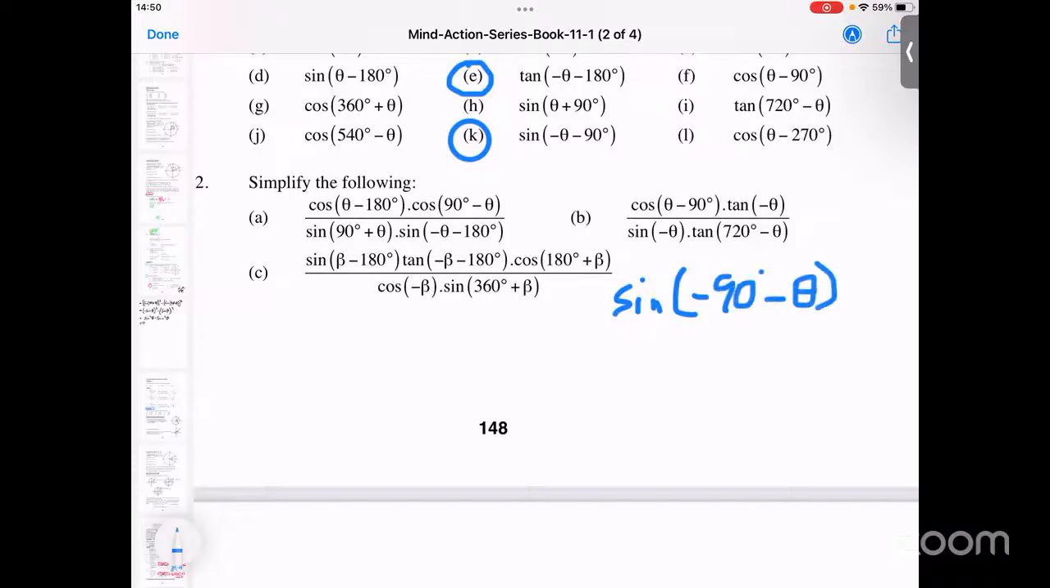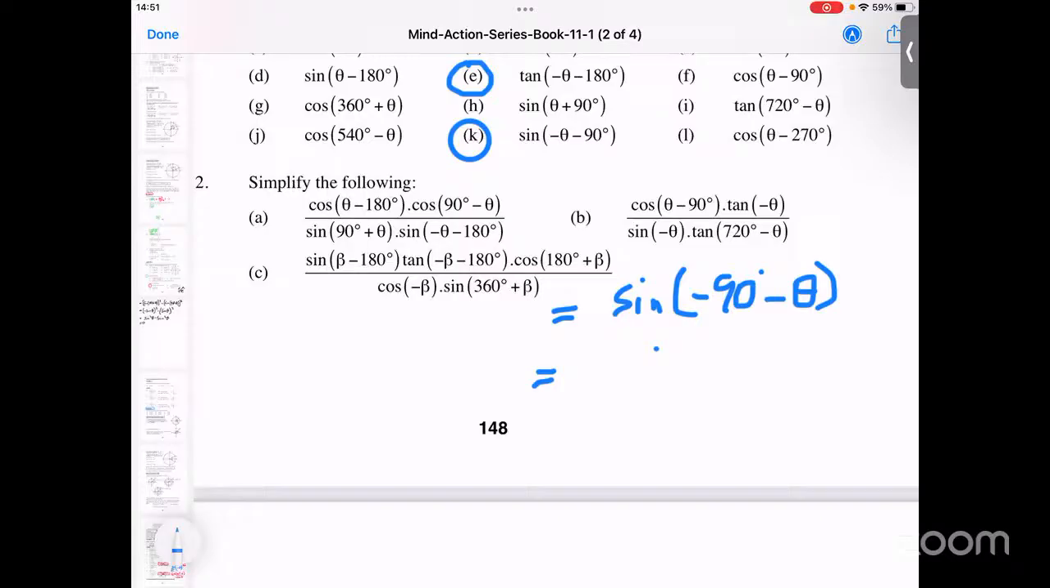Okay, yes, I agree. Okay, next step. Then because it's in quadrant 2, it would become cos theta, minus cos theta. Wait, you say it's in quadrant 2. Yes, sir. How do you know it's in quadrant 2? Oh, no, I had to first take out the negative.